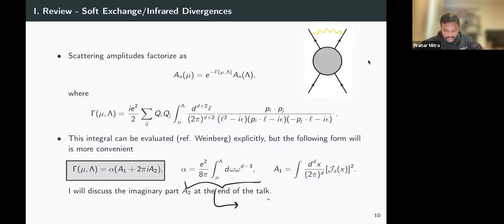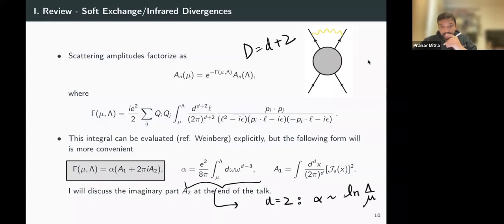So you can see that when d is equal to 2, remember capital D is d plus 2, so d equal to 2 is 4 dimensions, then this alpha is roughly log of lambda over mu. So that's logarithmically divergent. This is where the infrared divergences come from. But in d greater than 2, this alpha is roughly mu to the d minus 3, mu to the d minus 2. So in the mu goes to 0 limit, alpha goes to 0. So there are no IR divergences in higher dimensions. But we won't care. The point is we just let it be alpha, and then we'll deal with alpha being either infinity or 0, depending on what limit I'm interested in.